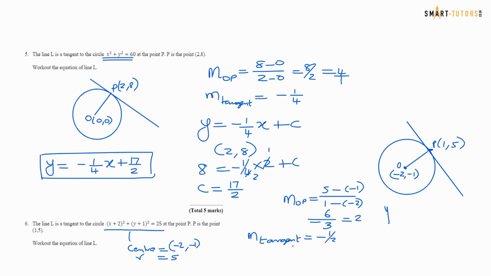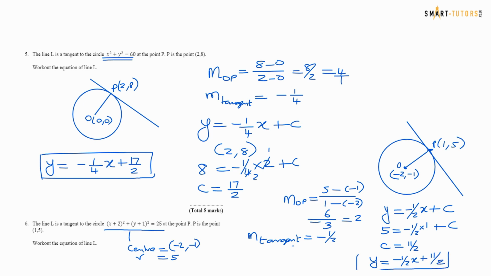So the equation of the line is y equals minus half x plus c. The point is (1, 5), so 5 equals minus half times 1, which is minus half, plus c. So c is going to be 5.5, which is 11 over 2. So the final answer for question number 6 is y equals minus half x plus 11 over 2. So that is the equation for question number 6.